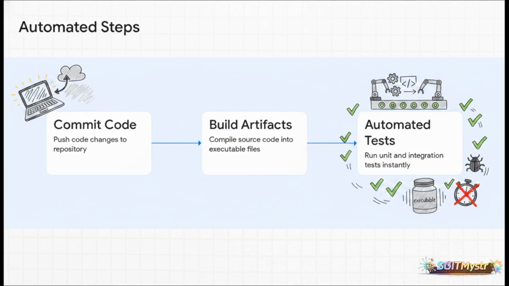The absolute magic here is speed and instant automation. Step 1, a developer commits and pushes a code change. Step 2, a script instantly takes over to build the deployable artifacts. That just means it compiles the source code into an executable file, like a Java JAR file. Step 3, it immediately blasts through hundreds of automated unit and integration tests. Instead of waiting days to find out something is broken, a developer knows within seconds.